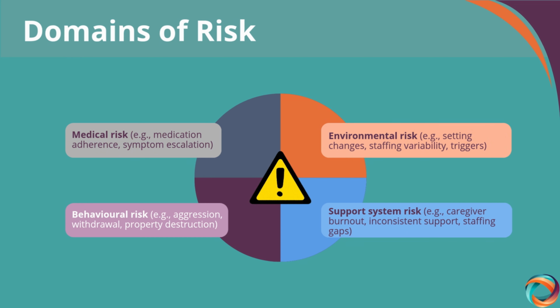When we think about risk and transitions, it is helpful to organize it into key domains. Behavioral risk refers to actions or patterns that may escalate or create safety concerns. Medical risk includes health conditions, medication considerations, and physical health stability. Environmental risk refers to the setting itself, including triggers, access to supports, and physical or sensory factors. And finally, support system risk relates to the availability, consistency, and coordination of the people supporting the individual. Looking at risk through all four of these lenses helps ensure we are not missing important factors that could impact transition success.